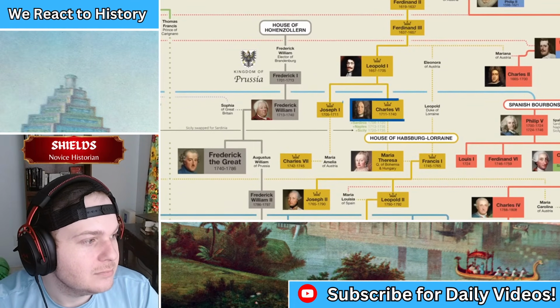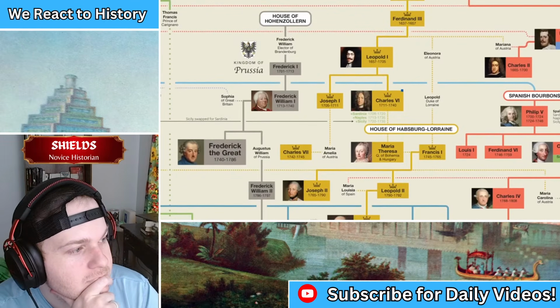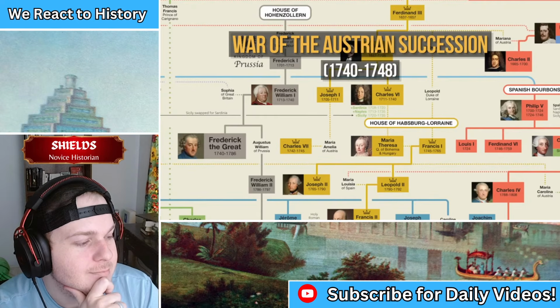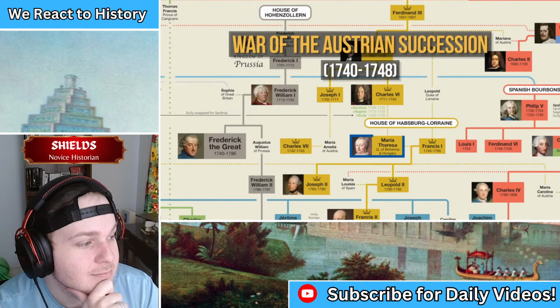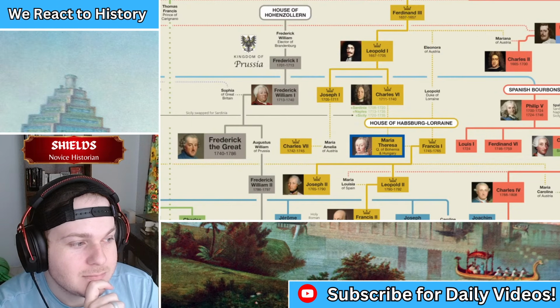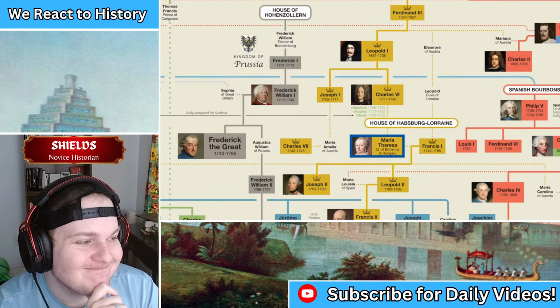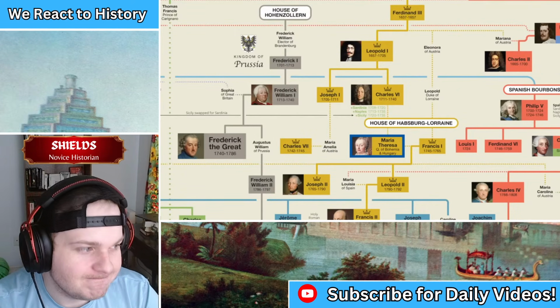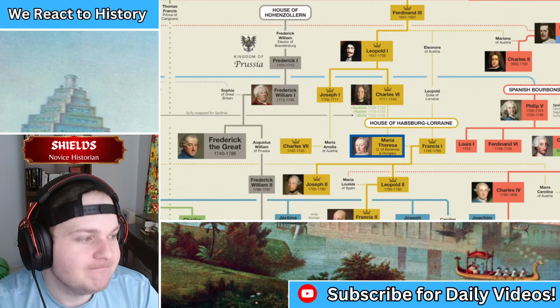But neither ended up having any sons, and therefore this led to the War of the Austrian Succession. Charles wanted his daughter, Maria Theresa, to inherit everything. But because German law did not allow females to become king, she was only able to inherit the kingdoms of Bohemia and Hungary, as well as the Archduchy of Austria.